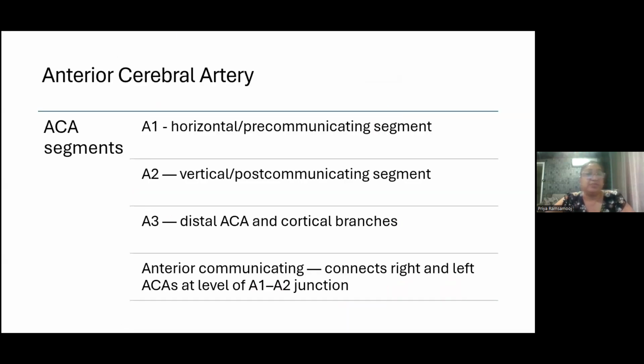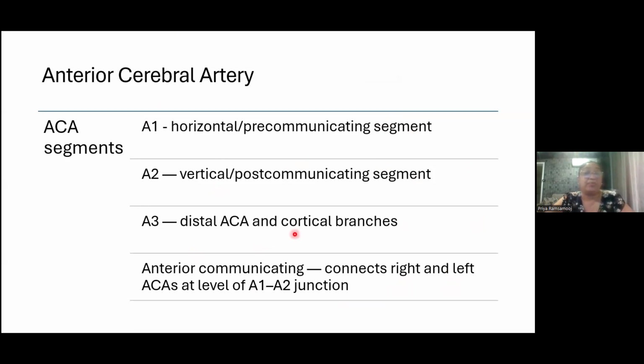The way we want to remember it, though, is ACA segments really A1 to 3, which is yet another classification in a sense, where you have horizontal or pre-communicating, vertical or post-communicating, A3 distal ACA, and cortical branches. Easy squeezy, makes the most sense.